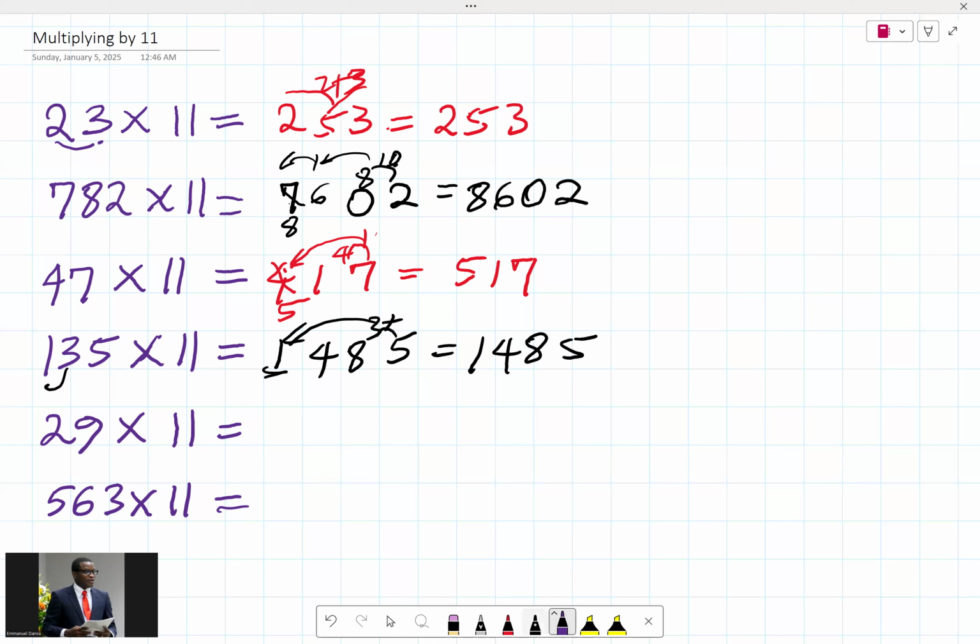Next, we have 29 times 11. So you have 2 and you have 9. Okay. Now 9 plus 2 is 11. So you have the 1 here. Then the remaining one will be added to this 3. And then 3 is gone and you have 3. 2 is gone and you have 3. That means you have 319 when you multiply 29 by 11. So tell me, what do you get when you multiply 563 by 11?